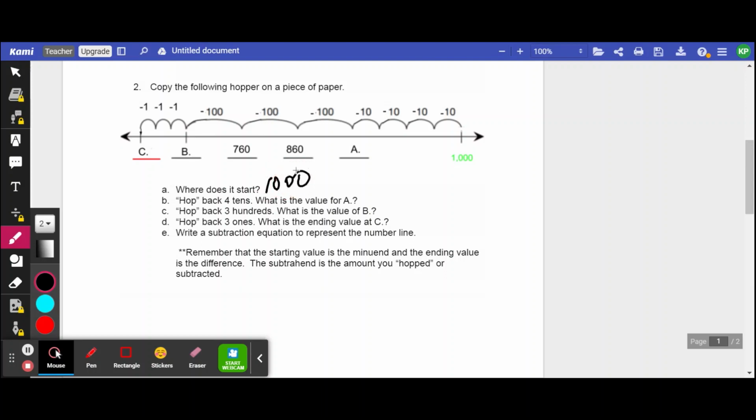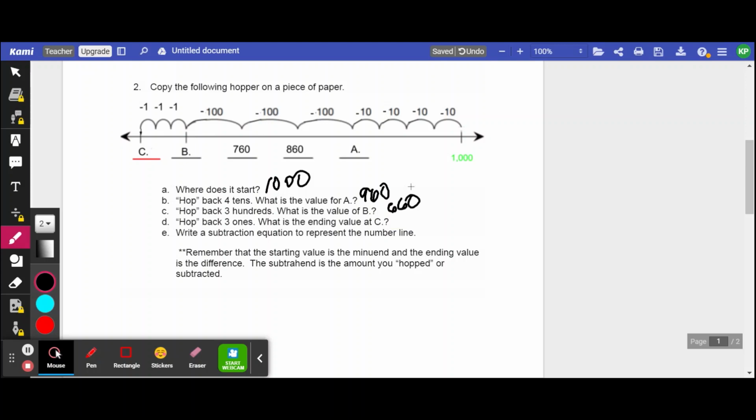And it hops back 4 tens. So if I went back 10, we would have 990. Another 10 would be 980, 970, then 960. So that A would get us to 960 because we've taken off 40. Okay, then we're going to hop off 100 here, so it would get us to 860, another 100 to get us to 760. The third 100 would get us down to 660, which is the value of B.